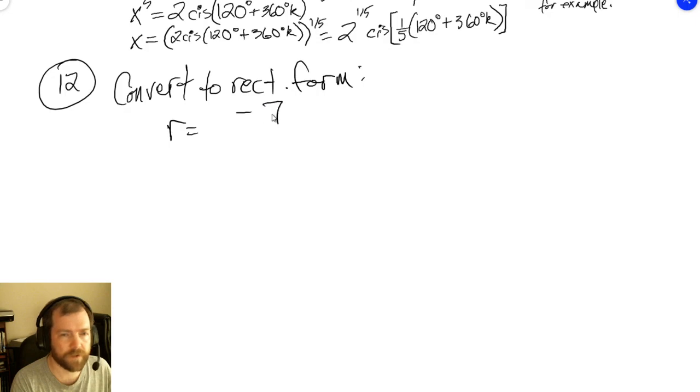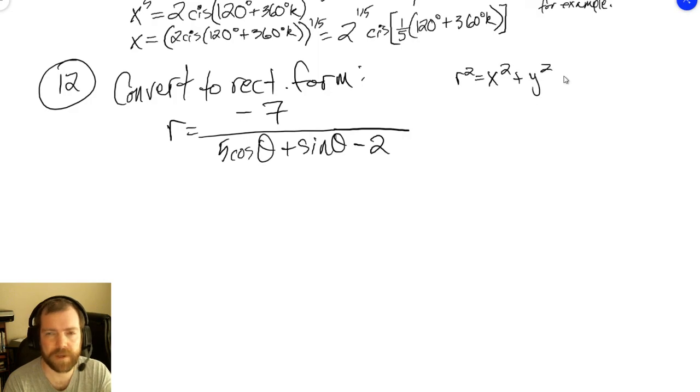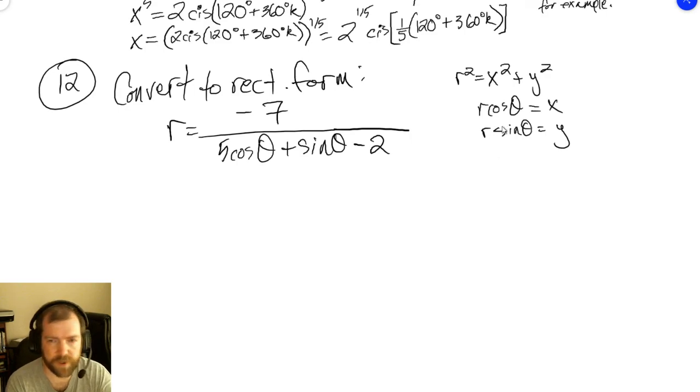r equals -7 divided by 5 cosine theta plus sine theta minus 2. All right, the things that you have between polar and rectangular form are going to be our r squared equals x squared plus y squared bit that we've done before. You've also got r cosine theta is equal to x, and r sine theta is equal to y. Those are going to come in handy. Do not mix variables when you're doing this. I've told you this before, I'm sure. Do not mix up your variables and put them together.